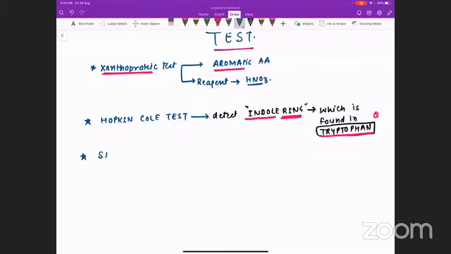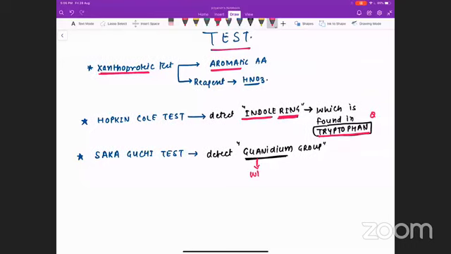The third is the Sakaguchi test. Sakaguchi test detects the guanidinium group. This guanidinium group is only found in arginine. So I can say it is found in arginine. And this was asked in your exam.